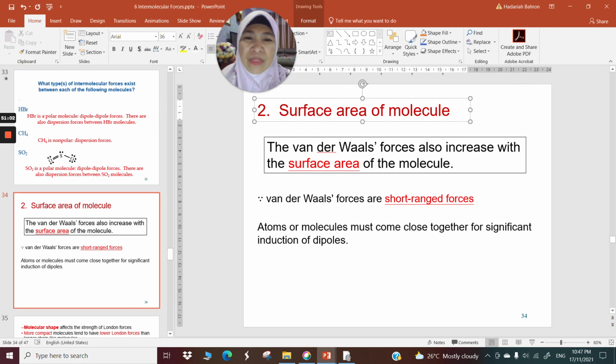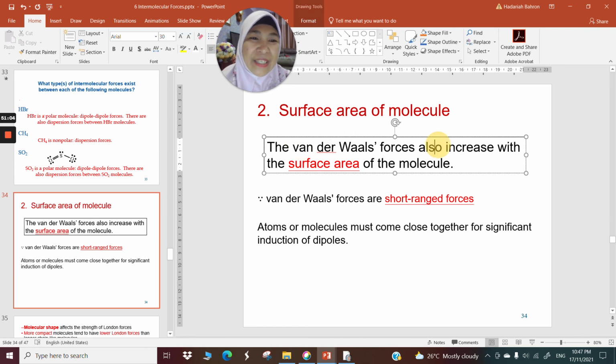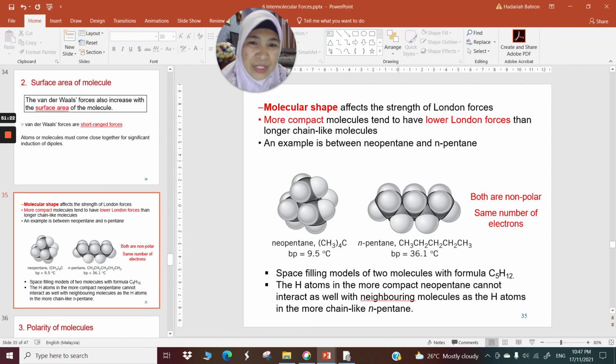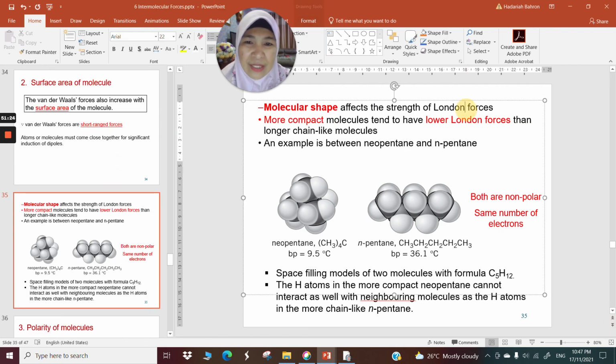Surface area. The van der Waals forces increase with surface area; the more surface area you have within that molecule, the more van der Waals forces will exist. The molecular shape also affects the London forces. The more compact molecule will have lower London forces, obviously, because of the low surface area.